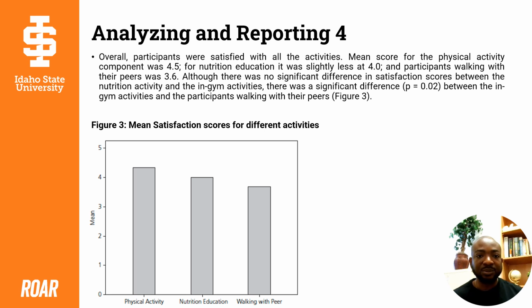This third example is an example of data presented in a bar chart format. And we could present the data by saying overall, participants were satisfied with all the activities. The mean score for the physical activity component was 4.5. For nutrition education, it was slightly less at 4.0, and participants working with their peers was 3.6. Although there was no significant difference in satisfaction scores between the nutrition activity and the in-gym activities, there was a significant difference, p-value of 0.02, between the in-gym activities and the participants working with their peers. And then we write in brackets Figure 3.